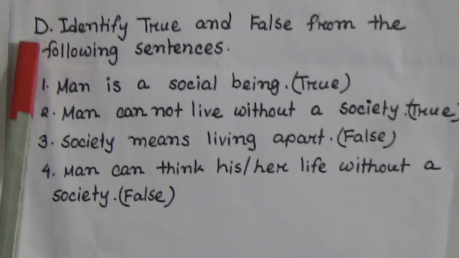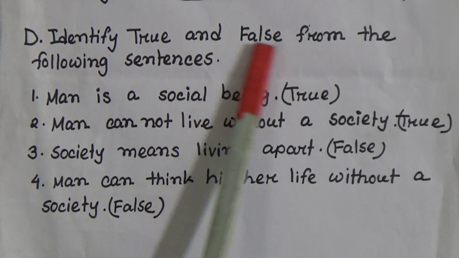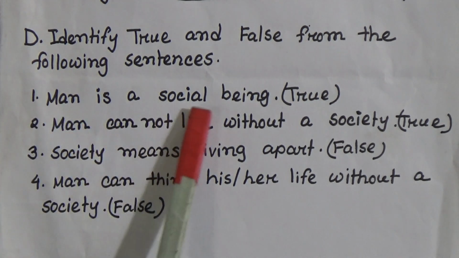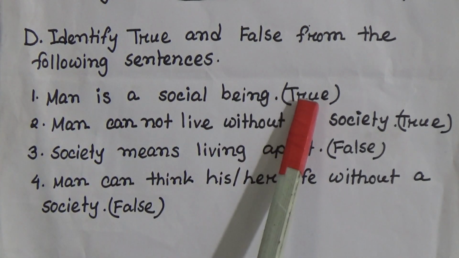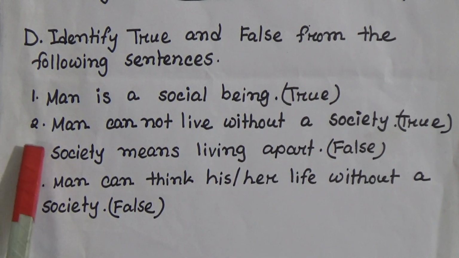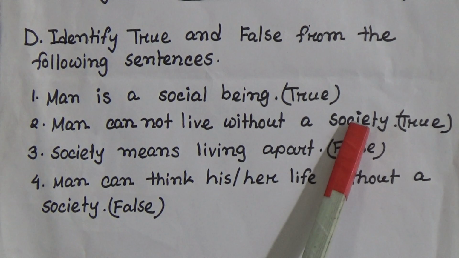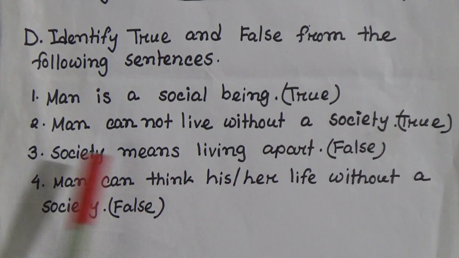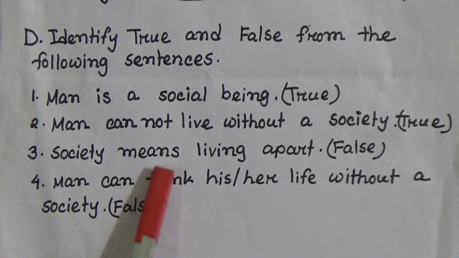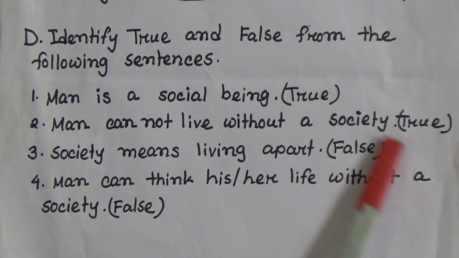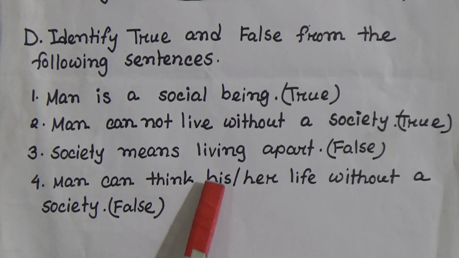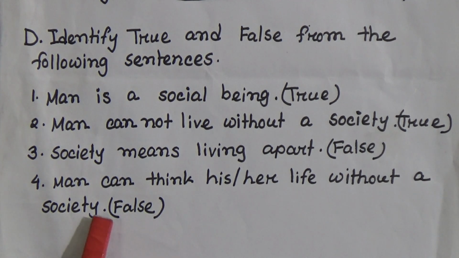Exercise D. This is true false. Identify true and false from the following sentences. Number 1, man is a social being. This sentence is true. Number 2, man cannot live without a society. This sentence is also true. Next sentence, number 3, society means living apart. This is false. Number 4. Man can think his her life without a society. This sentence is also false.